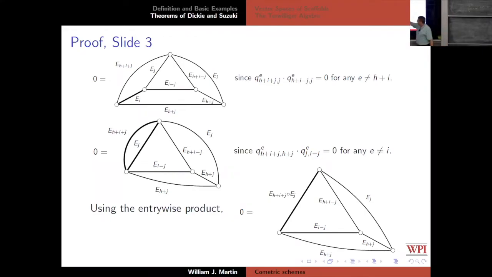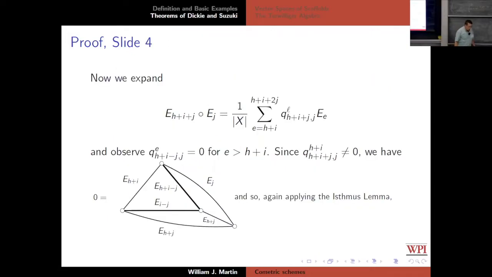Now I have an entry-wise product. The parallel edges correspond to entry-wise product. And now I'll expand that in terms of the E basis, the basis of idempotents. Here's the expansion of that edge in terms of the idempotents. And notice that every single one of these is going to give me a 0 scaffold, except that single one, H plus I. It's the only one that's going to give me a potentially non-zero value.